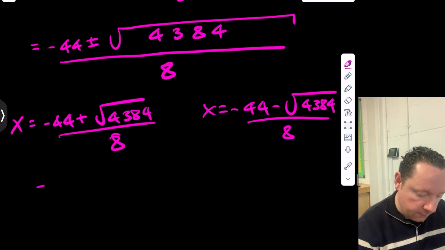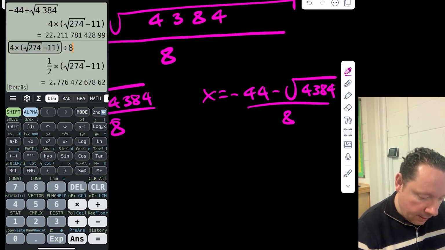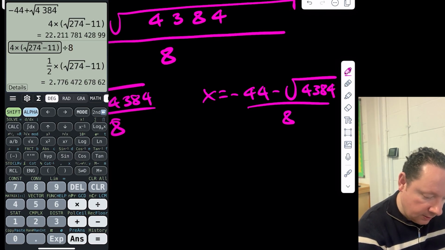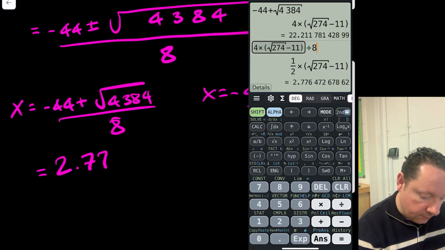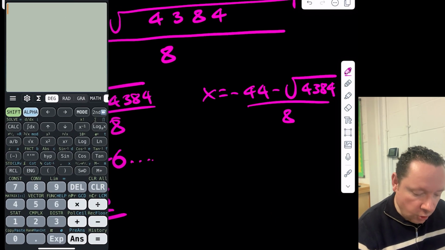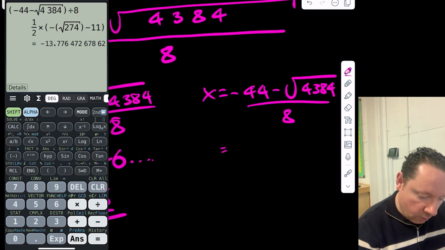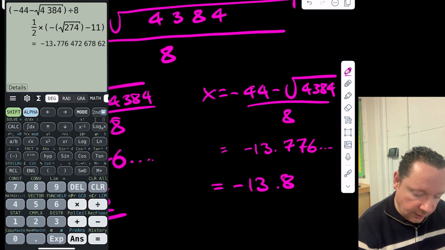So working out our two answers. Minus 44 plus the square root of 4384 equals this. Press equals, press divide by 8. And we get 2.776. Always write down unrounded answers first, which is to one decimal place, 2.8. So now we'll do our other one. You can use brackets for this as well. Minus 44 minus the square root of 4384. Close the brackets, press divide by 8. Press equals. This one equals minus 13.776. So to one decimal place, minus 13.8.